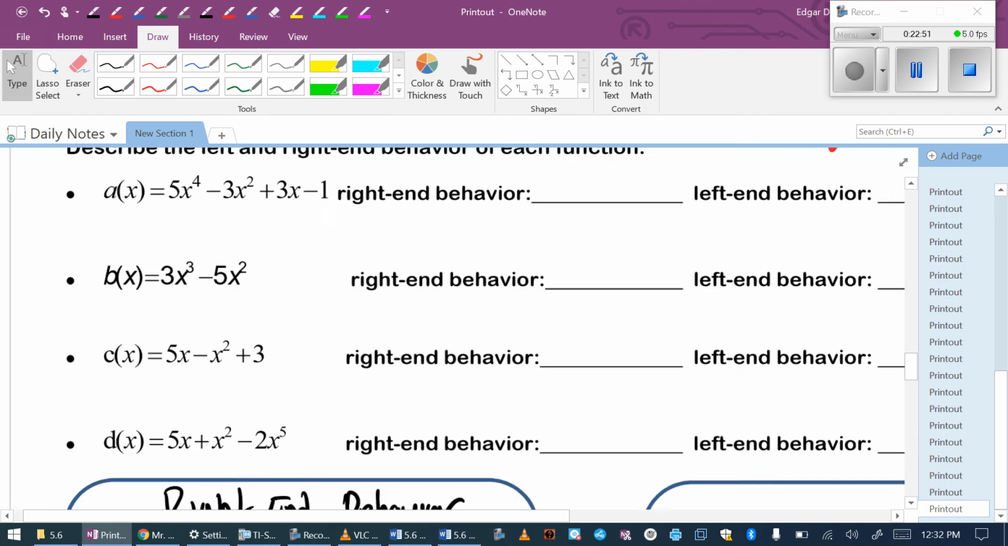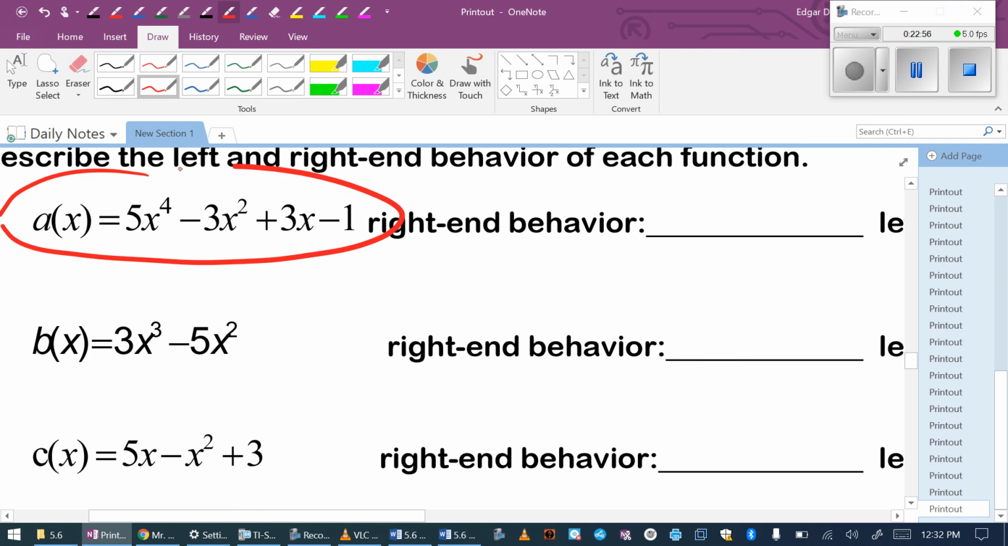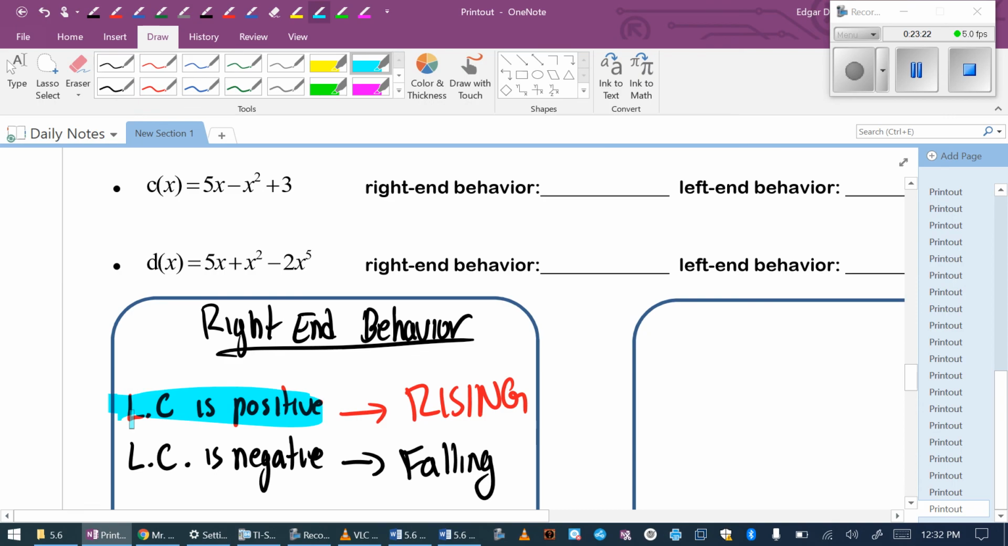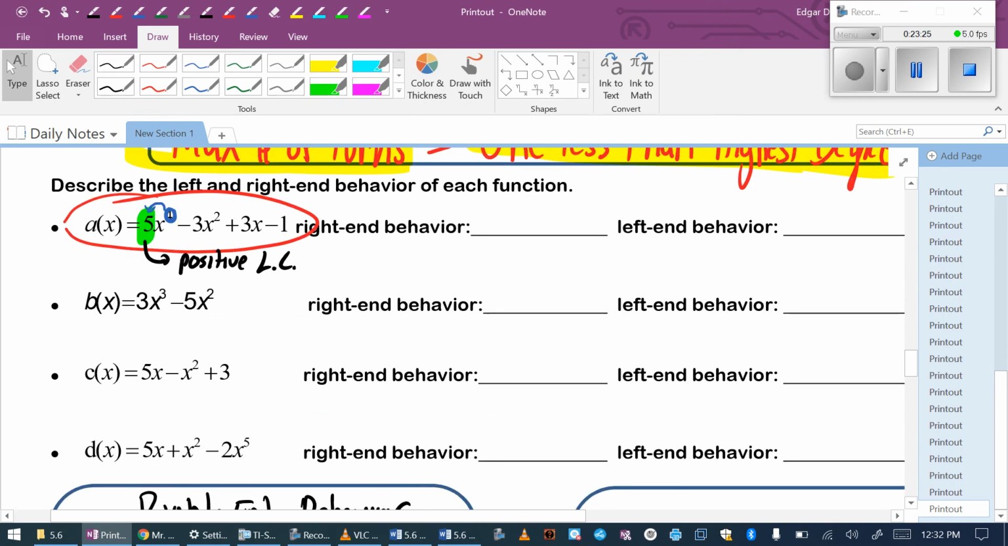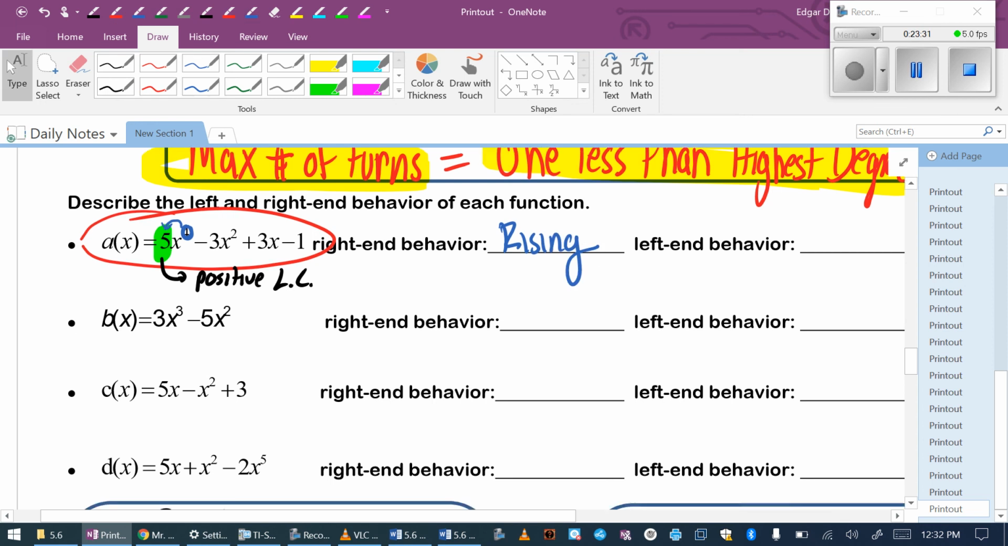And before I do that, guys, we need to identify the leading coefficients of all of these. Remember, leading coefficient is the coefficient in front of the variable with the highest degree. So let's find the highest degree first. I think all you guys can spot that that's a 4, so 4 is the highest degree. So the number in front of it is a 5. I could care less about the number, guys. I just care that this is a positive leading coefficient. Well, what did I just say? Positive leading coefficient, I should be rising on the right-hand side. So, rising. Okay. Next one.